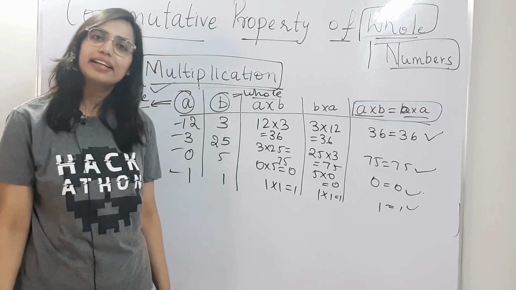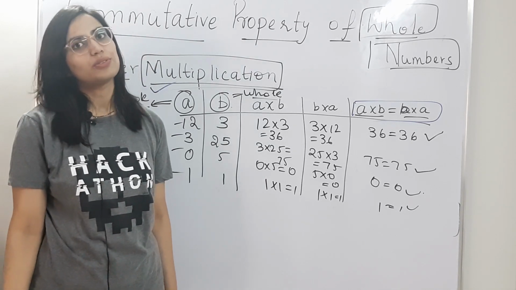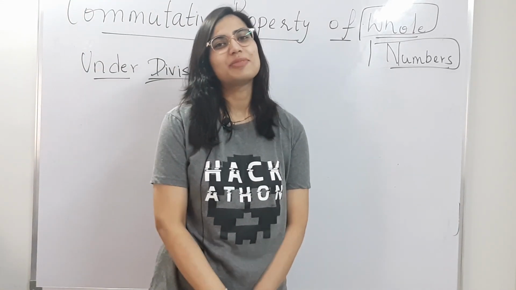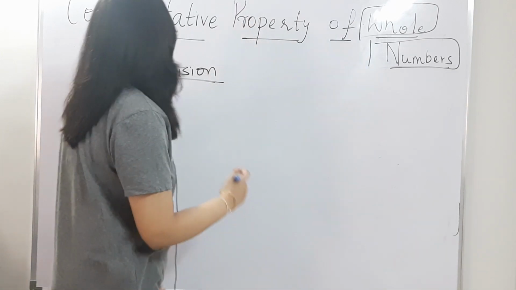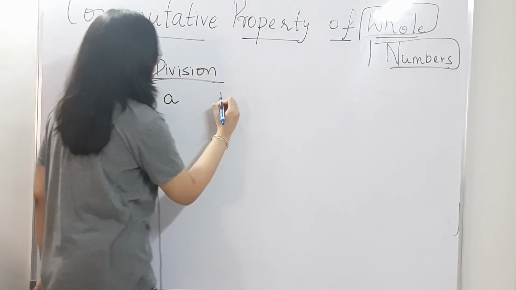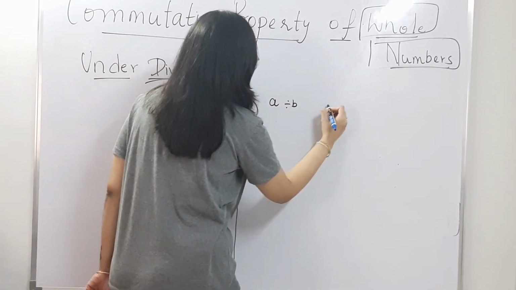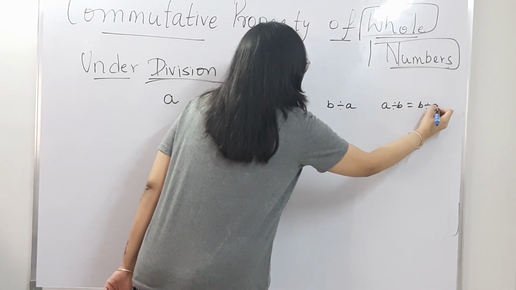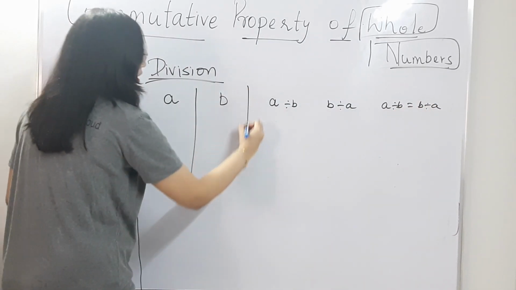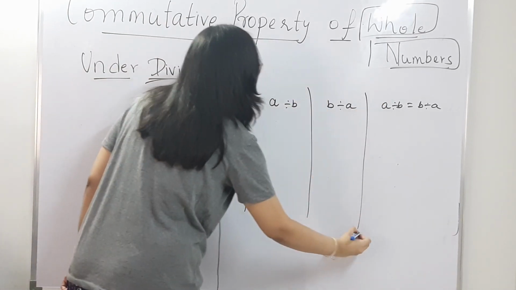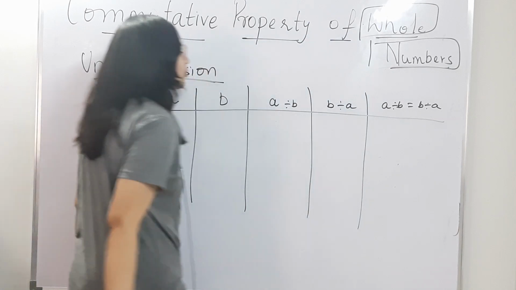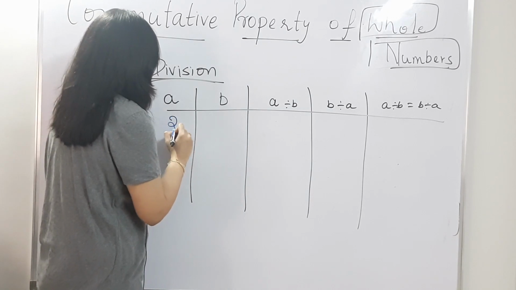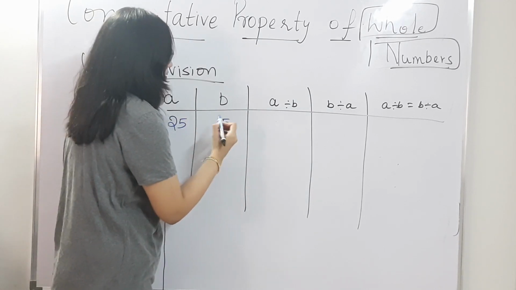Now let's see the final operation of commutative properties of whole numbers under division. Now let's see the commutative property of whole numbers under division. So same scenario, we'll write it in the same way as previous. Okay, I'm saying that A and B are whole numbers, and I'll perform this operation and prove whether commutative property is possible for division or not. First, let's say 25 and I will be taking it as 5.